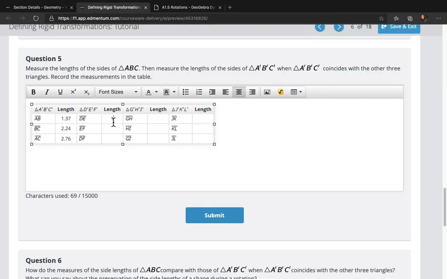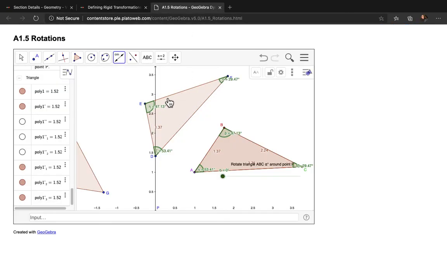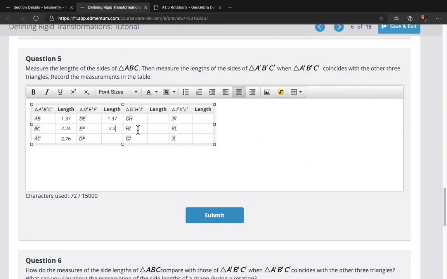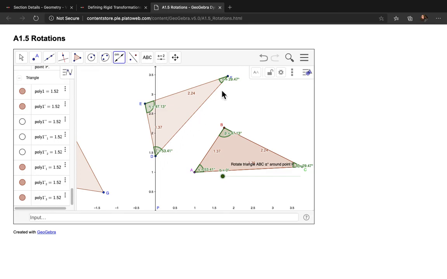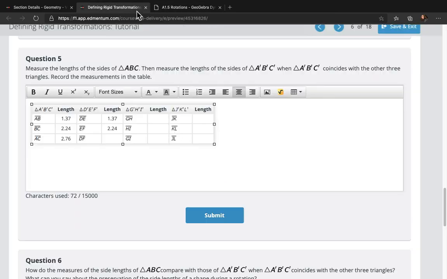Okay, measure the length of EF. So from E to F, if I click on the line segment, it's 2.24. And again, the length of DF, if I click on that, it's 2.76. So you'll see a pattern going on, okay? Because again, they're corresponding sides and corresponding angles, okay?